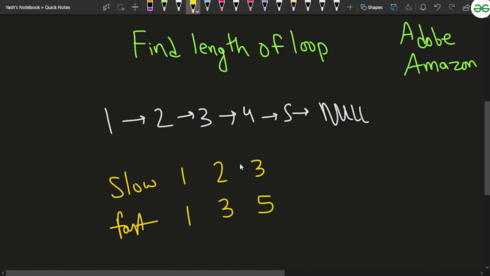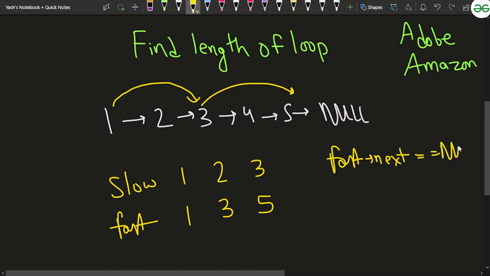Now you can see this part. Fast first moves from 1 to 3, and then from 3 to 5. Now if fast takes a jump of 2, it will fall out of the linked list, because fast.next is not available. Fast.next is null. So you need to check this part, that if fast.next is equal to null.